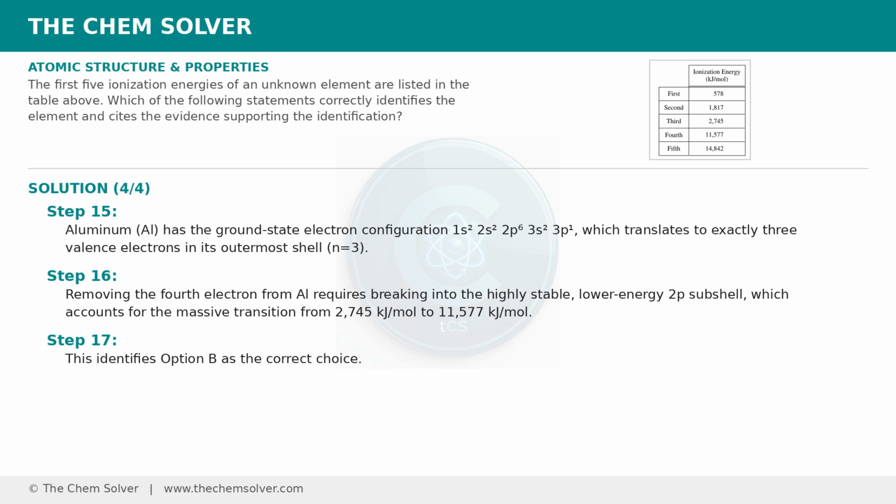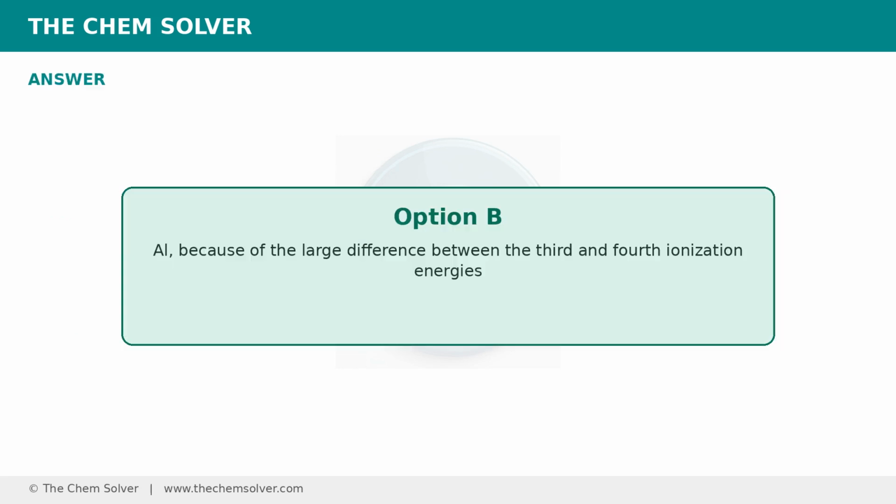Removing the fourth electron from Al requires breaking into the highly stable, lower energy 2p subshell, which accounts for the massive transition from 2,745 kilojoules per mole to 11,577 kilojoules per mole. This identifies option B as the correct choice. The correct answer is option B, Al, because of the large difference between the third and fourth ionization energies.